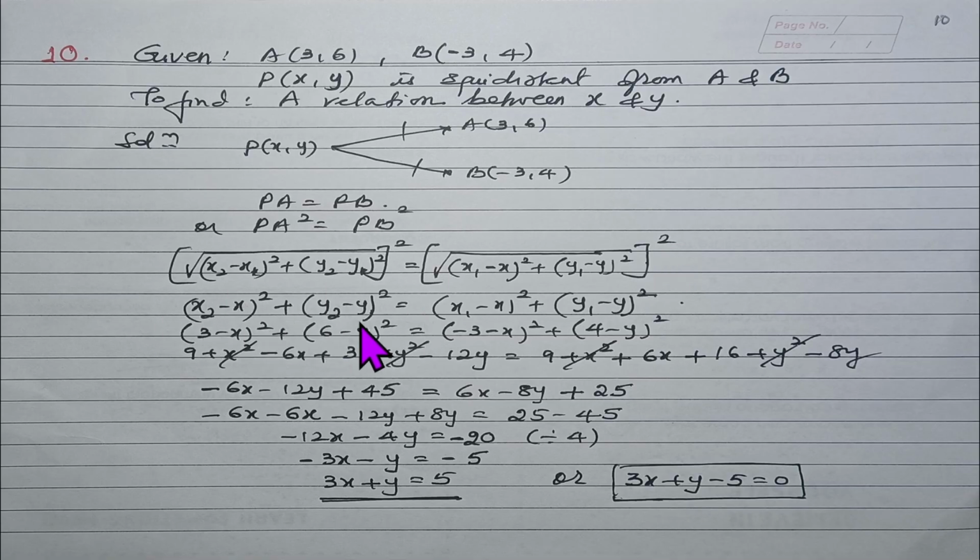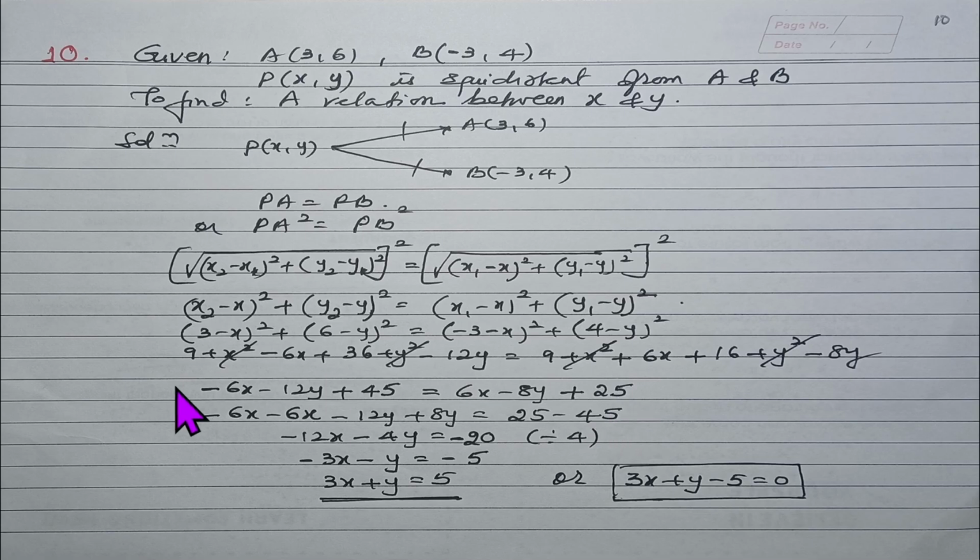Now substitute the values here. So very simple. Substitute the values here. So (3 minus x) whole square plus (6 minus y) whole square equals (minus 3 minus x) whole square plus (4 minus y) whole square. Now expand it, applying the identity. 3 square is 9 plus x square minus 6x, 6 square is 36, y square, minus 12y, then 3 square is 9 plus x square plus 6x, then 4 square is 16, then y square minus 8y, applying (a minus b) whole square.